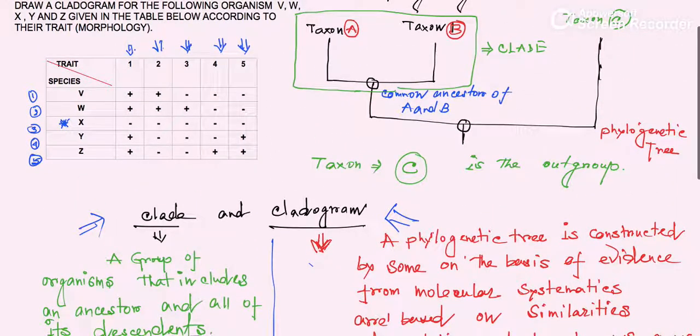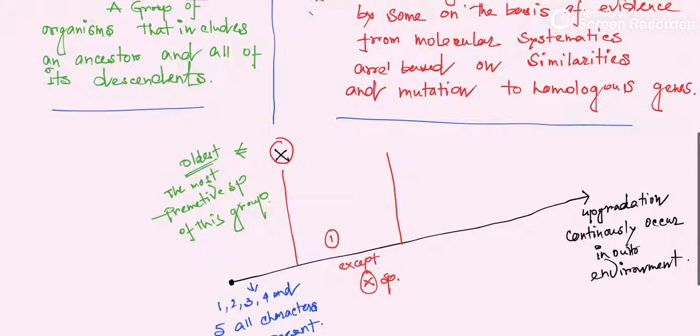Next, suppose we compare V and W. V and W both have characters 1 and 2, but W contains a character that is absent in V. So characters 1 and 2 are both present in V and W species, but character 3 is present only in the W species and absent in the V. So we can conclude here that we found a species, V, where V and W both have the second character.